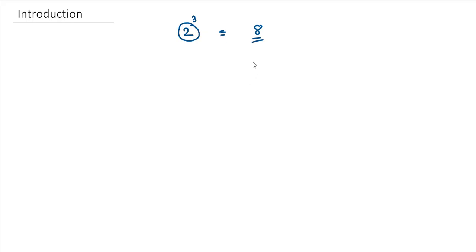Now if I give you another number, let's say 27 and 3. If I ask you how many times do you need to multiply 3 with itself to get the value as 27? Again, you have to multiply 3 with itself 3 times. So you will have to cube it. So 3 cube will give us 27.